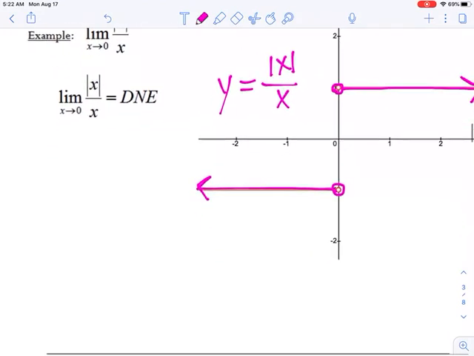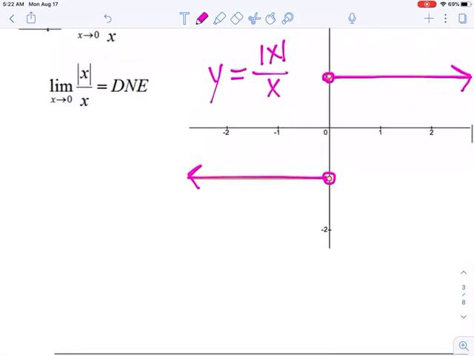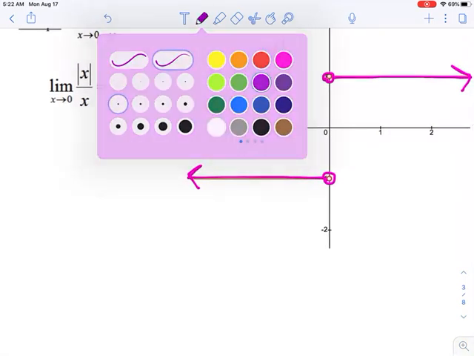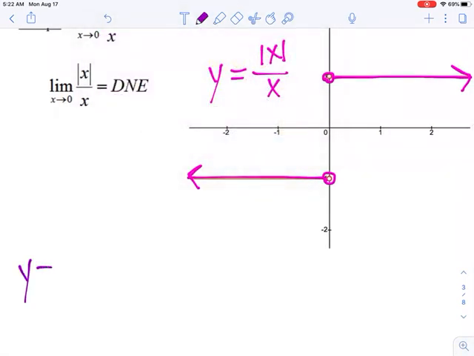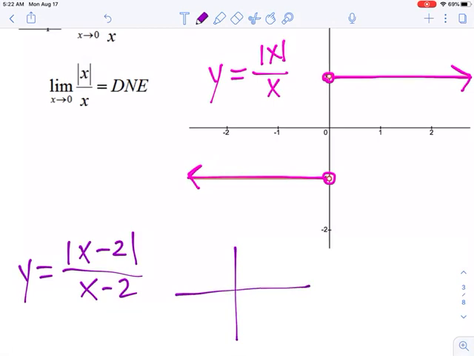Okay, for example, if I asked you something about the graph the absolute value of x minus 2 over x minus 2, we know that that looks the same except we are shifted to the right 2. So this is what our graph would look like.